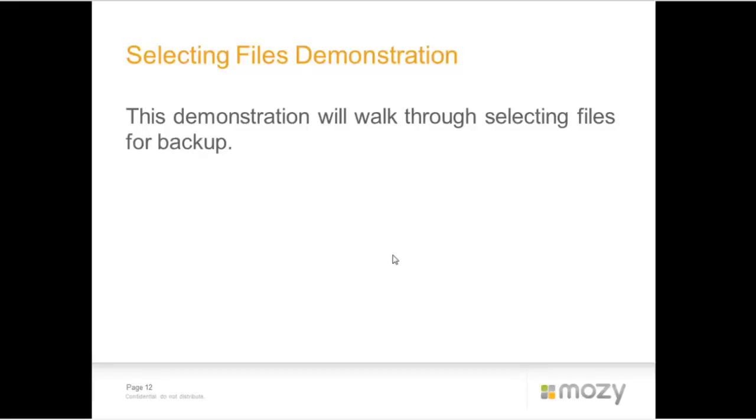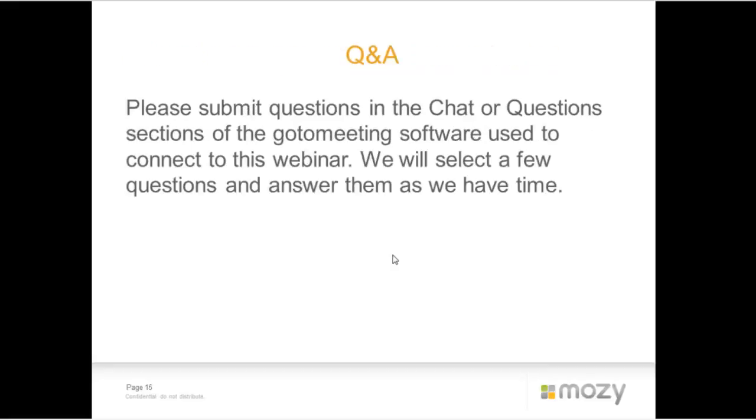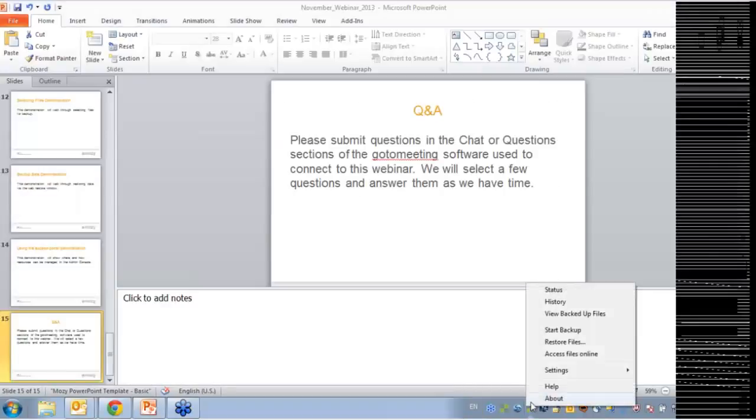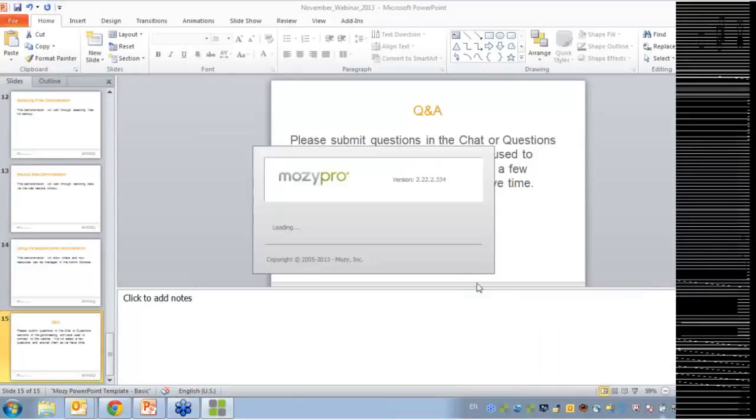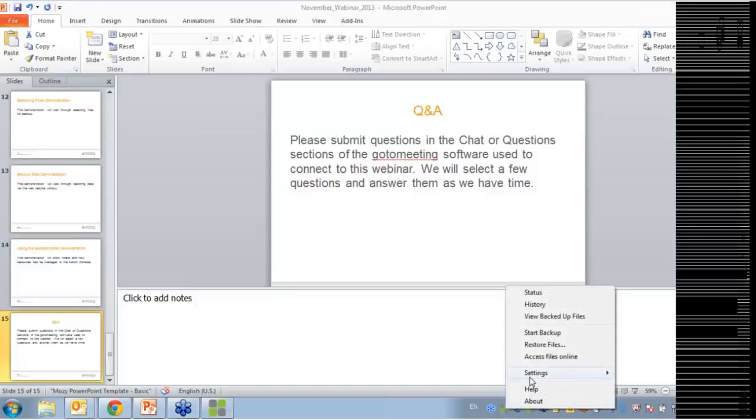So probably the better part of this now is I'll go through the demonstration. First of all, I'll go through a selecting file demonstration, then backup sets, and then using the support portal. Okay. So we'll just open up the settings window here. And as I'm working on a Windows machine, we will be going through the Windows client.